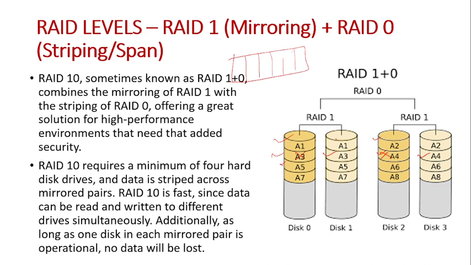RAID 10 requires a minimum of 4 hard disk drives, and data is striped across the mirror pairs. RAID 10 is fast since data can be read and written to different drives simultaneously. Additionally, as long as one disk in each mirror pair is operational, no data will be lost.